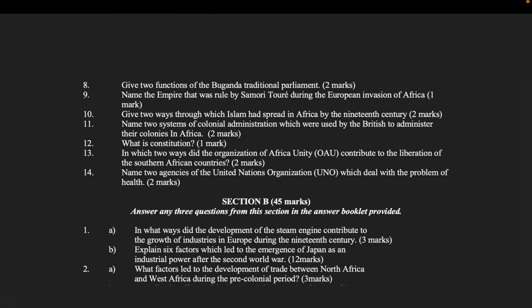In which two ways did the Organization of Africa Unity (OAU) contribute to the liberation of the Southern African countries? 2 marks. Name two agencies of the United Nations Organization UNO which deal with the problem of health, 2 marks. Section B, 45 marks. Answer any three questions from this section in the answer booklet provided.